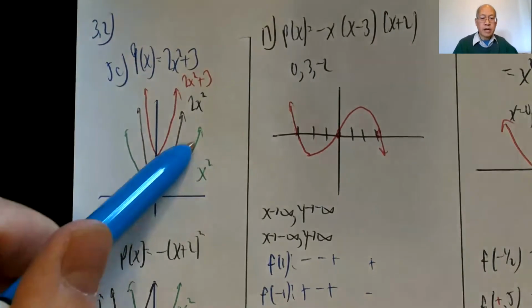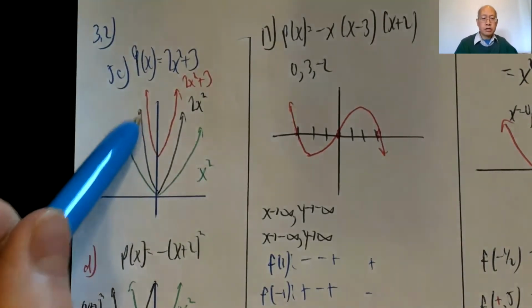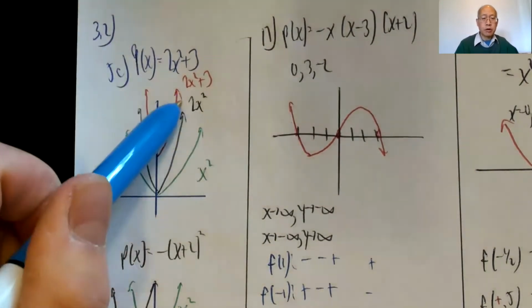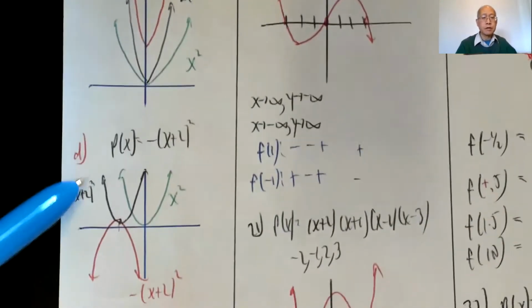So we start with our basic x squared. 2x squared stretches it out more. And then 2x squared plus 3 moves the whole graph up 3 units.